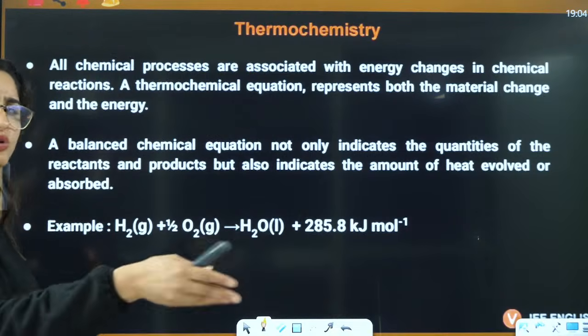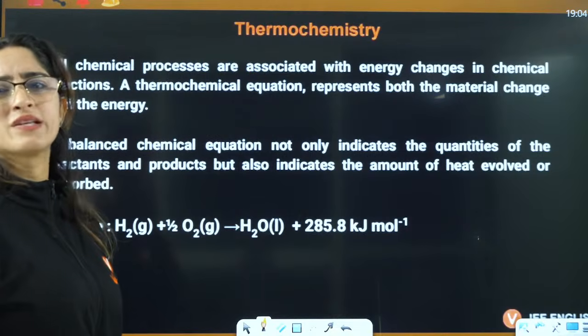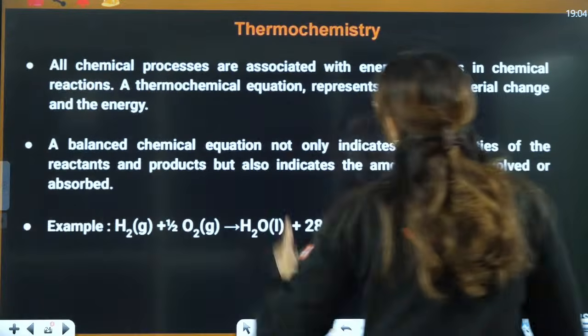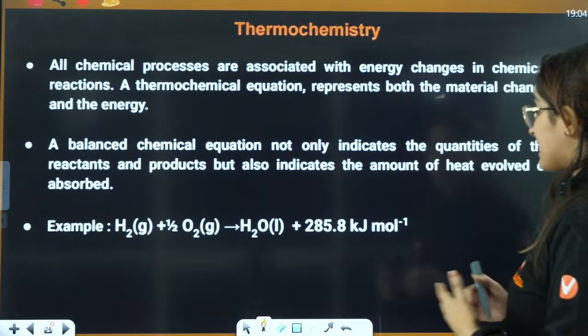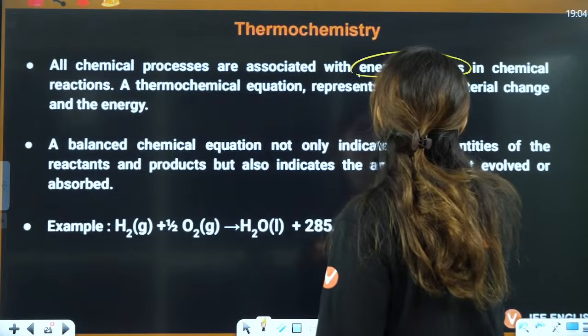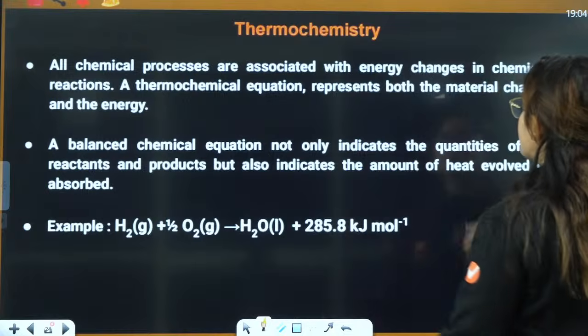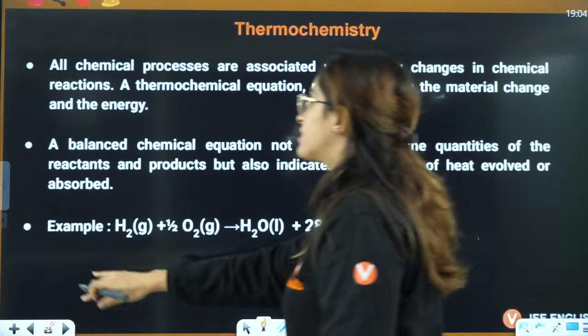Just go through this once or twice and solve the questions, that's it, right? So, thermochemistry: all chemical processes are associated with energy changes. Energy changes are there in a chemical reaction. The thermochemical equation represents both material and the energy change.